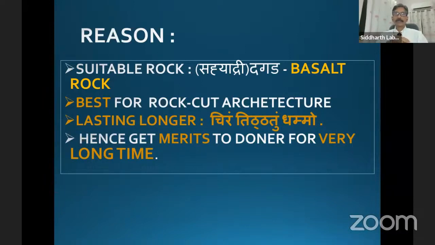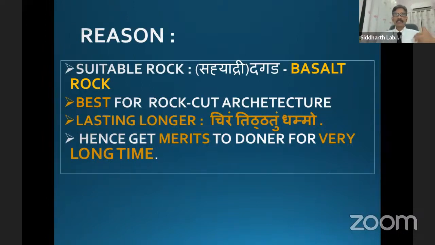So Chirang Titthatu Dhammo. What is the meaning? Chirang Titthatu Dhammo means let the Dhamma live longer or stay longer. That is the purpose of carving the Buddhist architecture in the rock, and hence getting the merits for the donor for a long time.